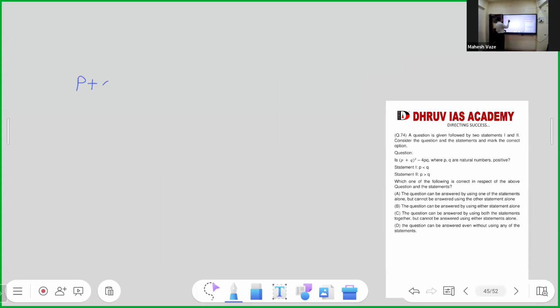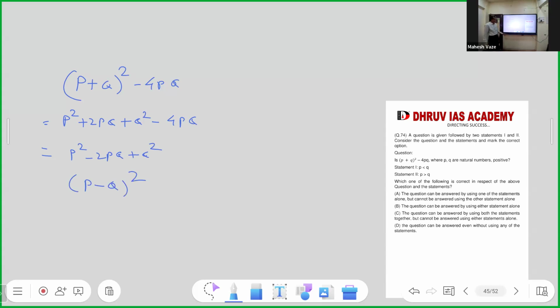P plus Q square minus 4PQ. Now, if you expand this, P plus Q square means P square plus 2PQ plus Q square, minus 4PQ. So that is P square minus 2PQ plus Q square, which is P minus Q square. Now the question is whether this is positive, that means greater than 0.